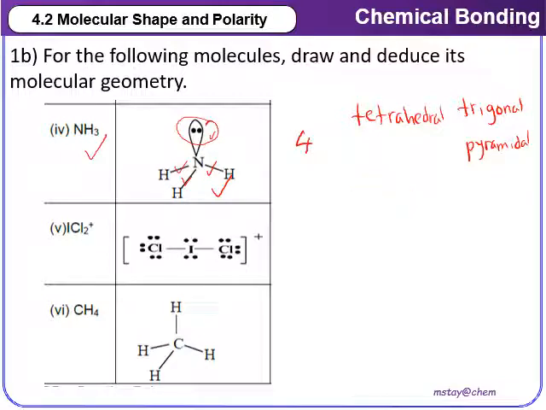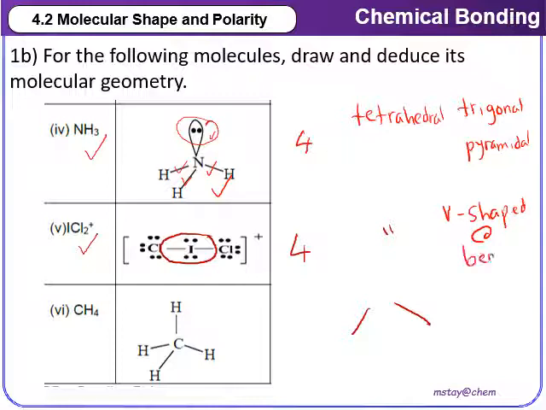Now we continue with question number 5, ICl2+. So again, focus on the central atom. This central atom again has 4 electron domains, tetrahedral as well. So it will look like this. But this time we have 2 lone pair electrons. So the first lone pair electron will be removed from here, and we will place the lone pair electron here. The second lone pair electron will be placed at this position. So we end up with a V shape. We can also note it as V shape, or we can also call it bent.